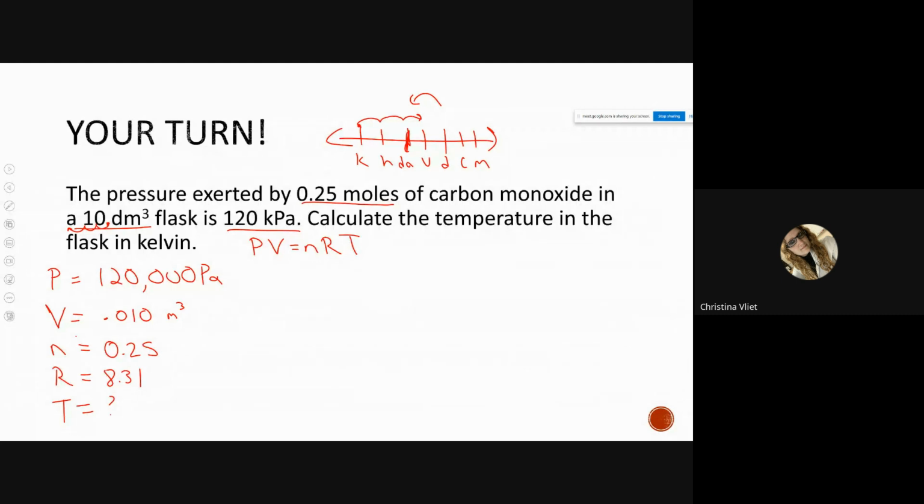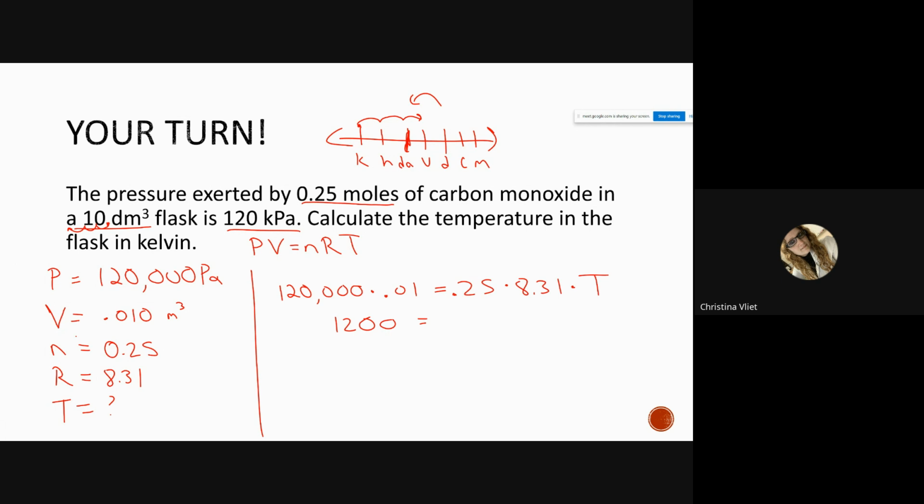Right? So once you've got all the correct units, plug all the numbers into the formula and do your math right. Plug your numbers into the calculator correctly. So I get 120,000 times 0.01 equals 0.25 times 8.31 times T. On the left-hand side, I got 1,200 when I multiplied these two numbers. And on the right-hand side, I got 2.1. I didn't round so much.